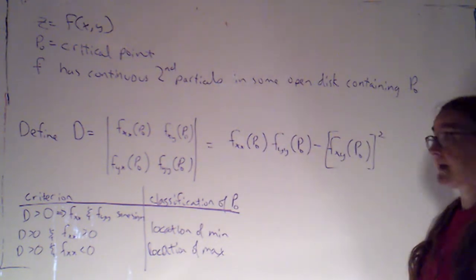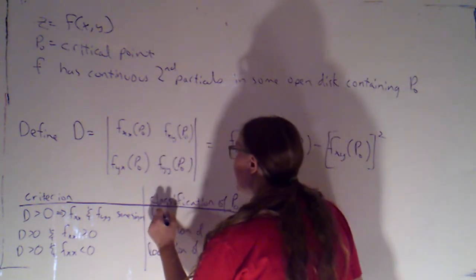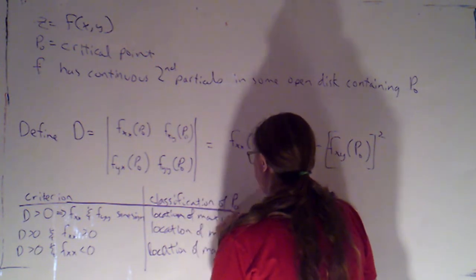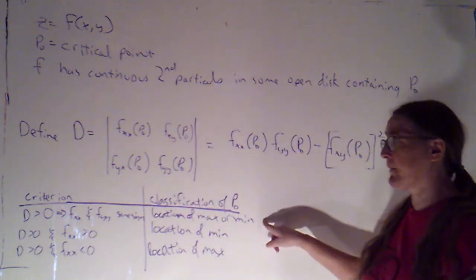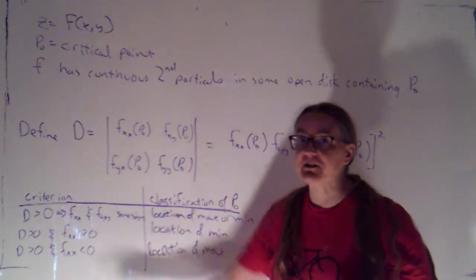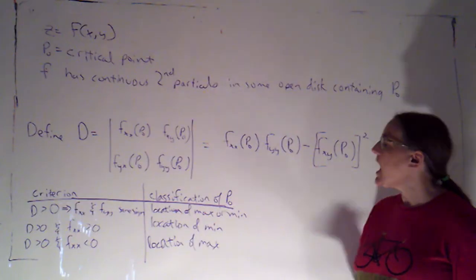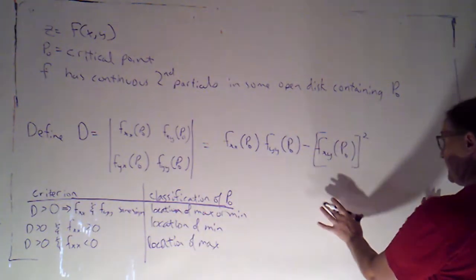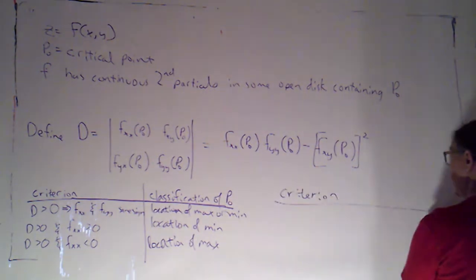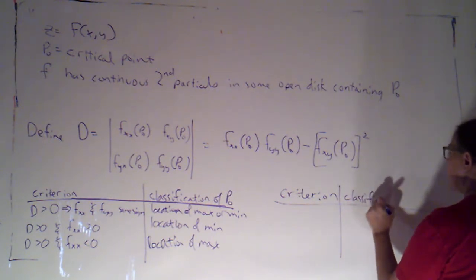Cool. Okay. So I know if D is positive, I will have the location of a max or a min. But of course I want to take it one step further because I want to know which it is. To know which of those it is, I have to also look at the sign of the non-mixed partials. I'm going to continue this table over here. So I'll create another column for the criterion about D and the classification of my critical point P naught.